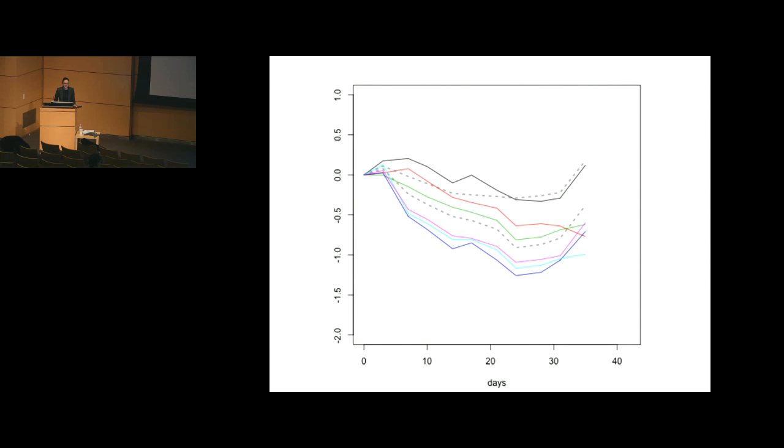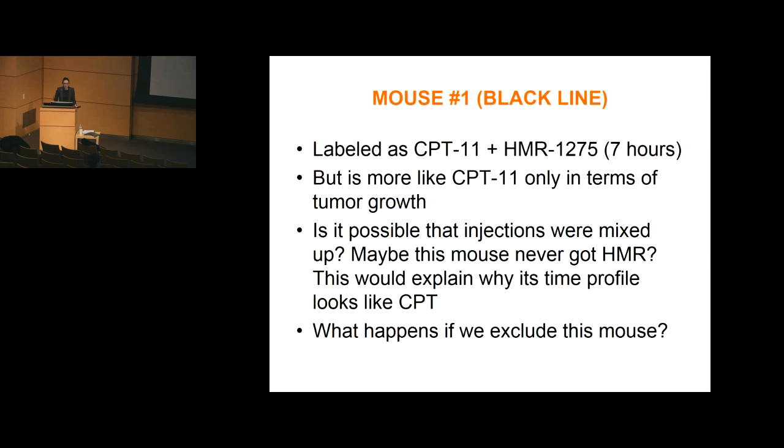By looking at this closely and looking at the average effect of these 6 and the control, somebody could say that black mouse shouldn't belong here. So how about maybe it was labeled by mistake as belonging in that group, but it's more likely that it was given only CPT-11 in terms of measuring this growth. So is it possible that injections were mixed and it never got the investigational agent, and that's why it looks like a CPT-alone group?